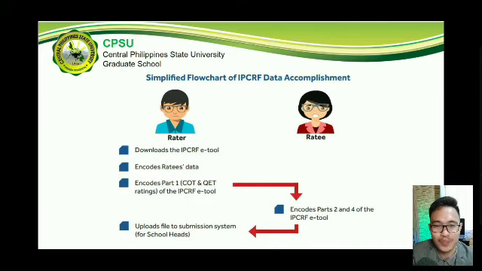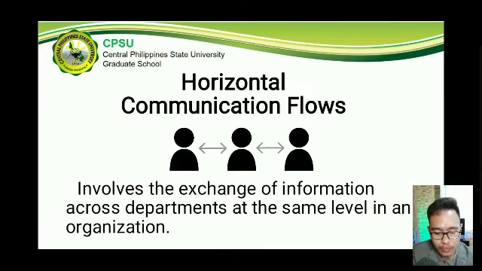So that's it. Now let's move on to the horizontal communication flows. Horizontal communication involves the exchange of information across departments at the same level of the organization. For example, peer-to-peer communication. The purpose of most horizontal communication is to request support or coordinate activities. People at the same level of the organization can work together on problems or issues in an informal or as-needed basis.